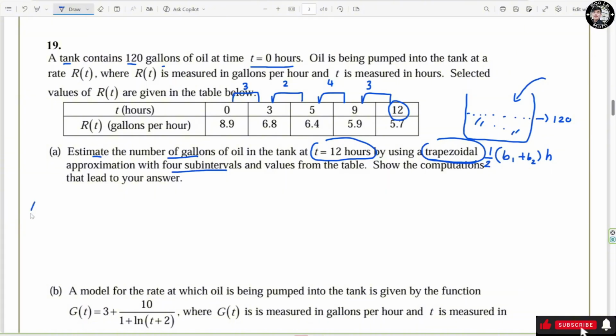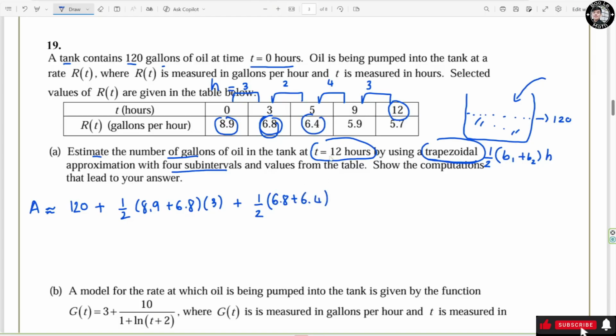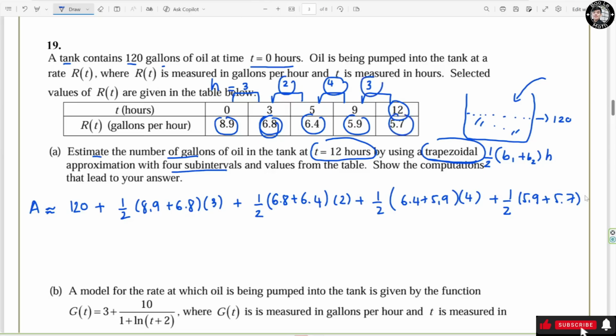So the approximation is 120, this one is the initial value, plus 1/2. Base 1 is right here, base 2 is right here, and this one is the height. So keep that in mind. So it could be 8.9 plus 6.8 times 3, plus 1/2. Base 1 is 6.8, base 2 is 6.4, times the height right here, 2, plus 1/2. Base 1 is 6.4, base 2 is 5.9 times the height right here, 4. Plus the last one, 1/2, base 1 is 5.9 plus base 2 is 5.7 times the height 3.